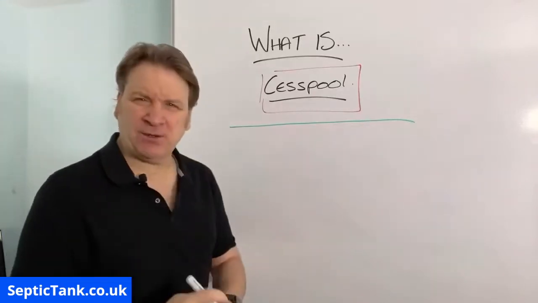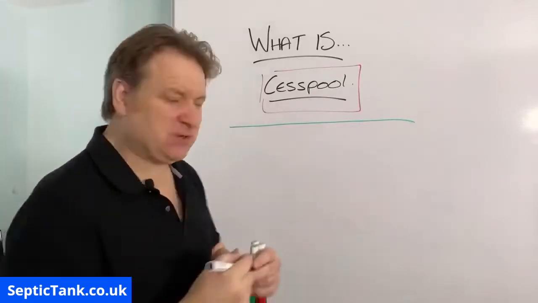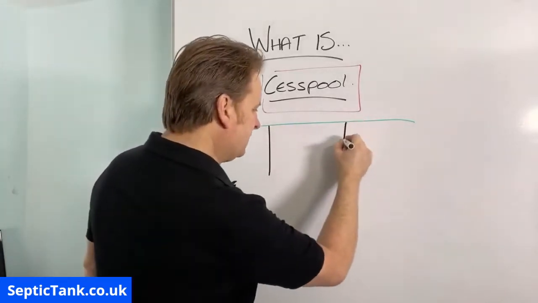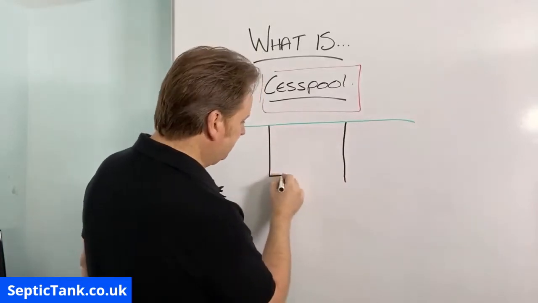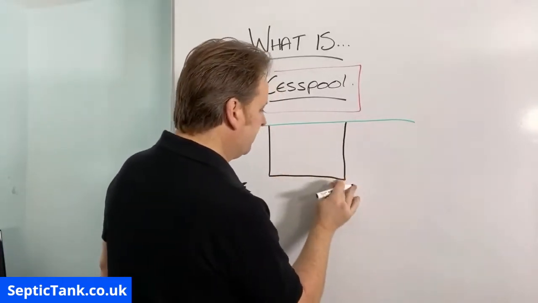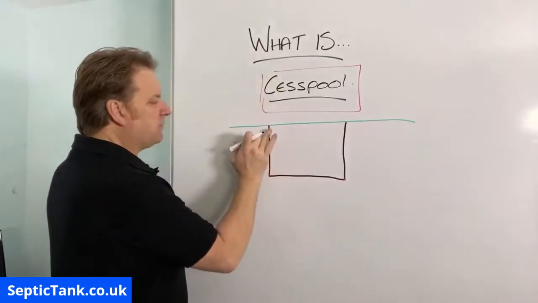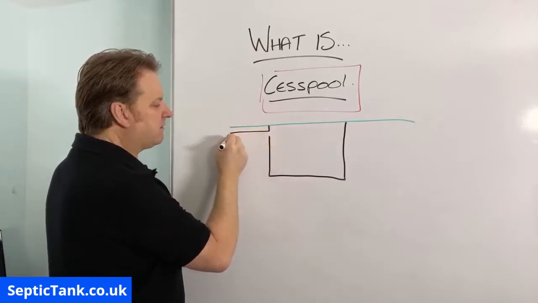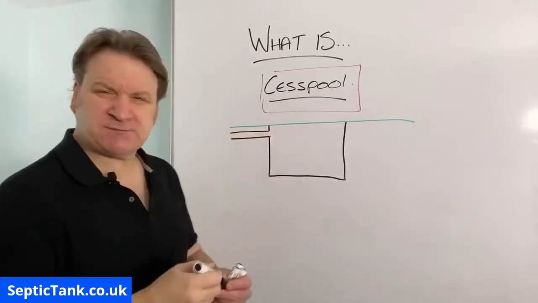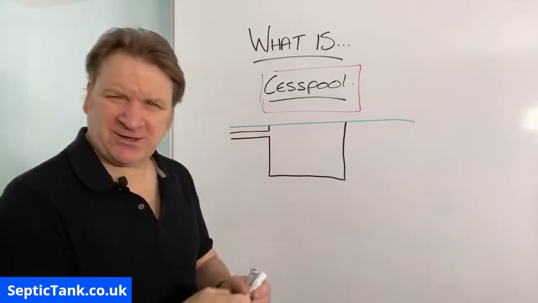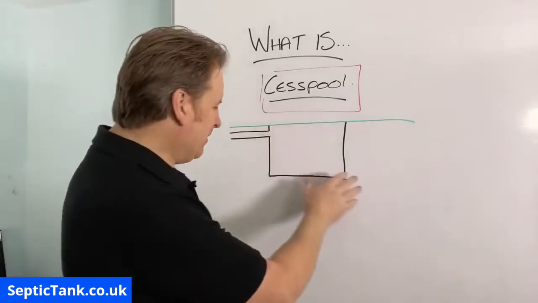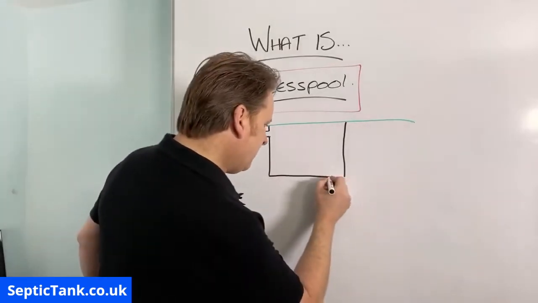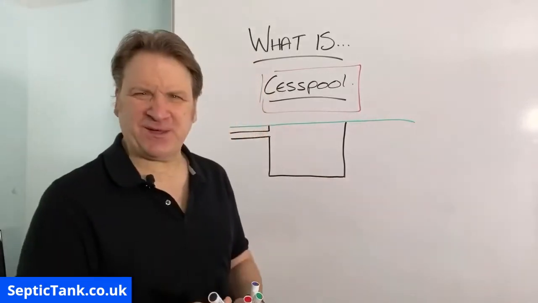So a cesspool is basically a sealed unit. If I just draw a box under here, now I'm not the best artist and I'll try my best to get this straight, but it's something like that. So a cesspool will have an inlet, like so. Oh god, it looks really skewiff there on the wall. It's really wonky, I'm sorry about that. There we go. How about that? Is that a bit better? Yeah, that's a bit better.